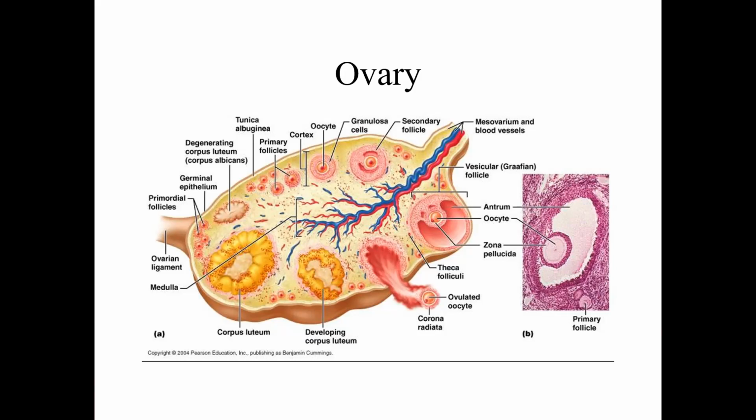Now, if there is successful implantation, then the corpus luteum will produce progesterone for about 3 months. By that time, the placenta has formed and will make its own progesterone. So, very important role then of the corpus luteum right there.